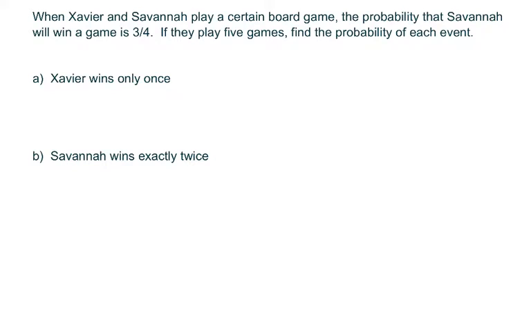Now I have one more type problem. Xavier and Savannah play a board game. Find the probability that Savannah wins the game 3/4, and that means Xavier wins the game 1/4. So if they play 5 games, find the probability of each event. So Xavier wins once. So they're playing it how many times? 5 times. Xavier wins once. So Xavier wins once, and Savannah would win 4 times.